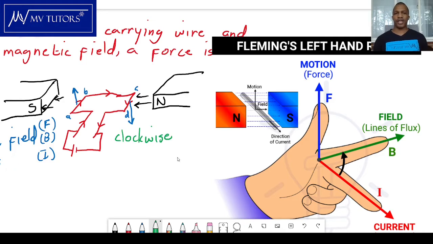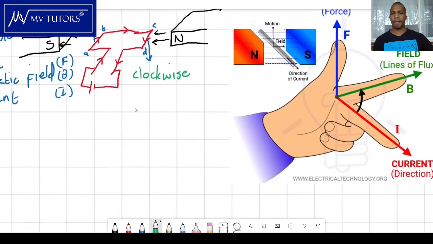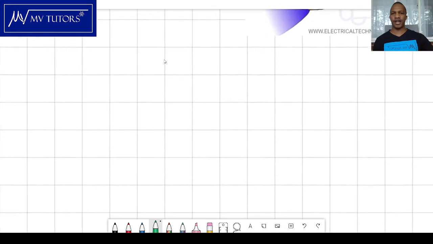Very shortly here. Now I want us to talk about electric generators. We're done with motors. That's what you need to know. Now let's talk about generators. Remember, generators are turning mechanical to, you guessed it, you said it right, to electrical.